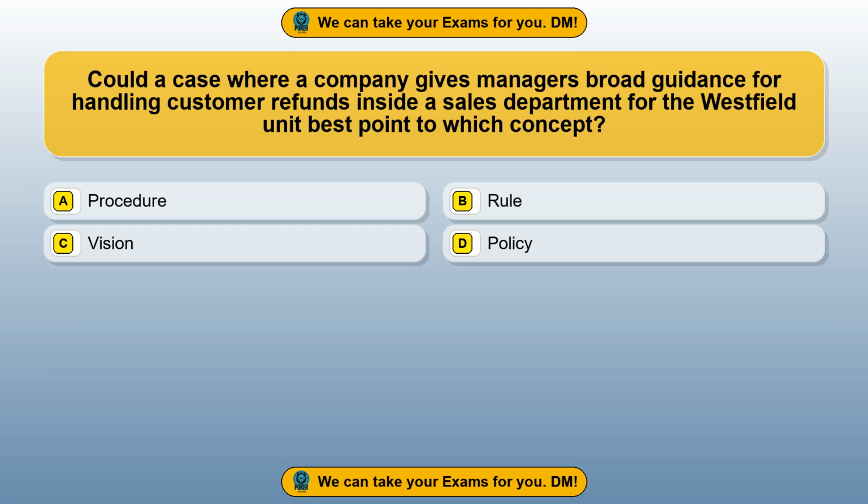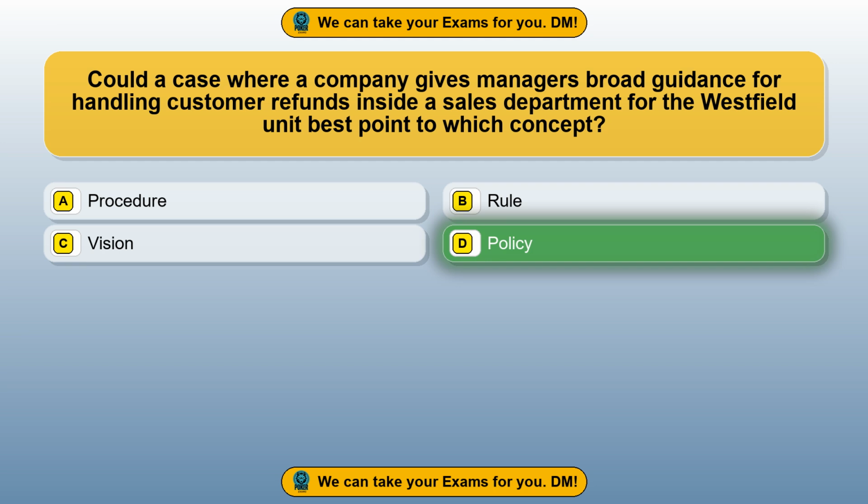Question 32. In a case where a company gives managers broad guidance for handling customer refunds inside a sales department for the Westfield unit, which concept does it best point to? Option A, procedure. Option B, rule. Option C, vision. Option D, policy. The correct answer is option D, policy.